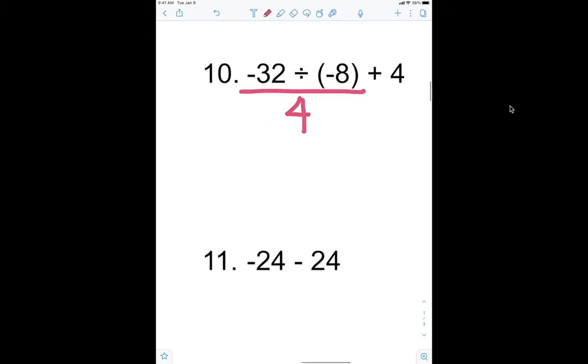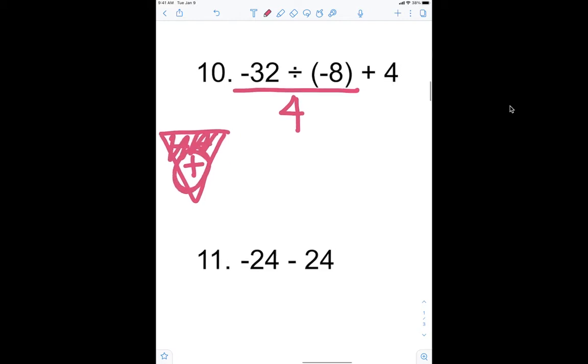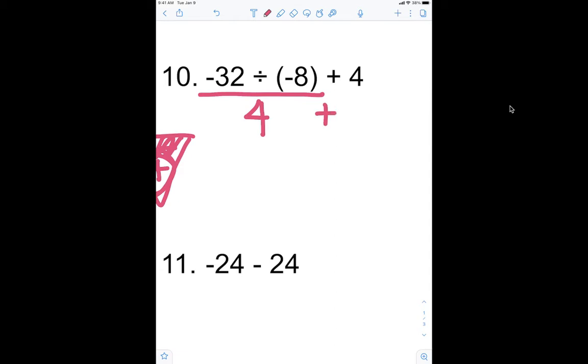Then I do Dorito Man to figure out the sign. And I know they're both negative, so I'm left with a positive. So it's going to stay positive 4. So I'm going to bring down this 4. And I don't have to do KCO or do team positive or team negative because these are just regular positive numbers. 4 plus 4 is just 8.